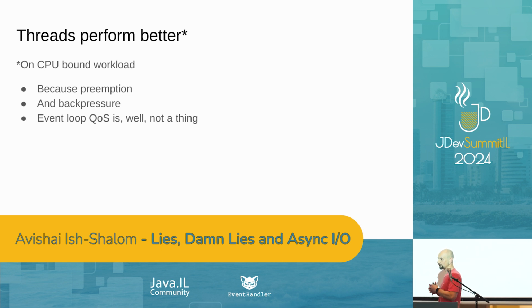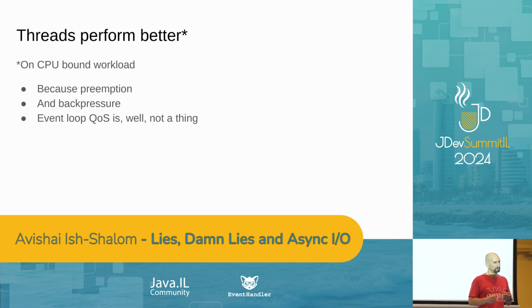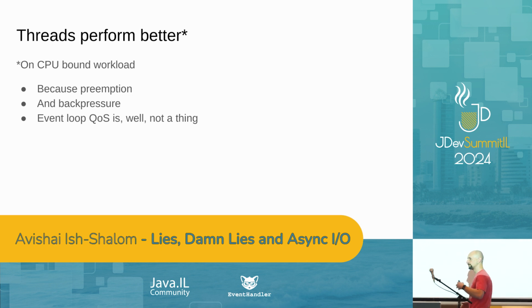So, actually threads, and I actually mean kernel threads, perform better on specific tasks. When we're talking about CPU-bound workload, usually we prefer threads. Why? Because of preemption. Preemption, as I mentioned before, basically means that no single task can hog all the resources. At some point, the scheduler will evict the offending task from the CPU. So it's better for quality of service.